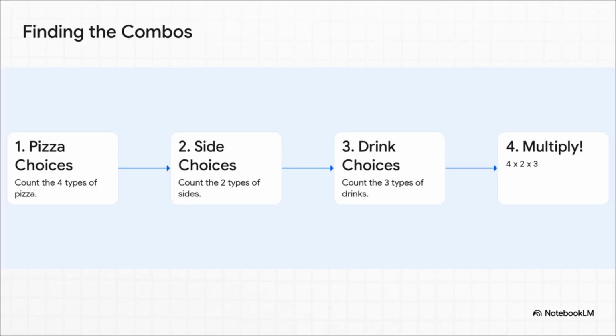We can see he has 4 choices for pizza. Now, for each of those 4 pizza choices, he has 2 choices for a side. And then for each of those pairings, he has 3 choices for a drink. You see how the options just branch out and multiply? That's our huge clue right there. So you just do the math. 4 times 2 times 3 is 24. Boom! Just like that, Jeremy has 24 different lunch combos to choose from. Way faster than writing them all down, right?